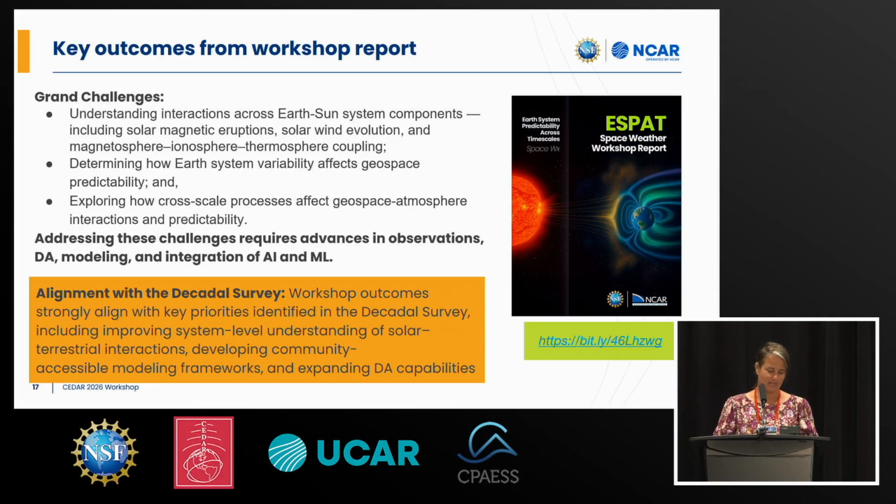But the three grand challenges that we identified during the time were understanding the interactions across the Earth-Sun system components, including solar magnetic eruptions, solar wind evolution, and magnetosphere, ionosphere, thermosphere coupling. Also determining how Earth system variability affects geospace predictability, and how cross-scale processes affect geospace-atmosphere interactions and predictability. And again, addressing these challenges requires a variety of tools and methodologies to come together: advances in observations, modeling, and AI and machine learning.